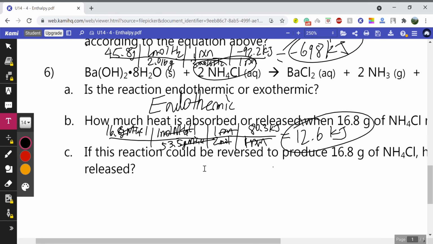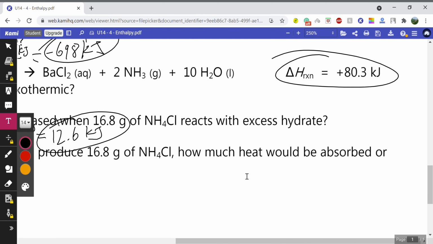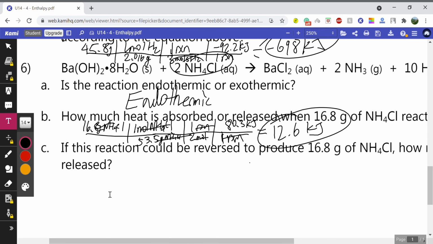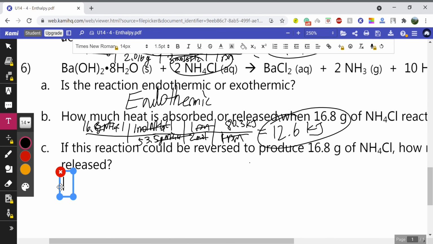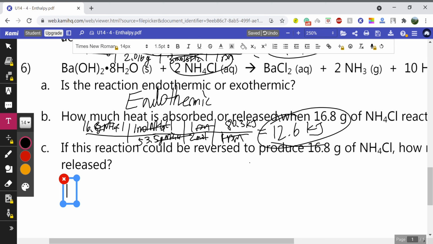And on part C, if this reaction could be reversed to produce 16.8 grams of NH4Cl, how much heat will be absorbed or released? All right, this time we're reversing the reaction. Now when we reverse a reaction, you need to remember that the kJ, the delta H, everything remains the same. In the previous one, we found that in the forward reaction, it takes 12.6 kilojoules. Now if we were to reverse it, it's going to be the exact same number, 12.6 kilojoules, except this time it will be released.